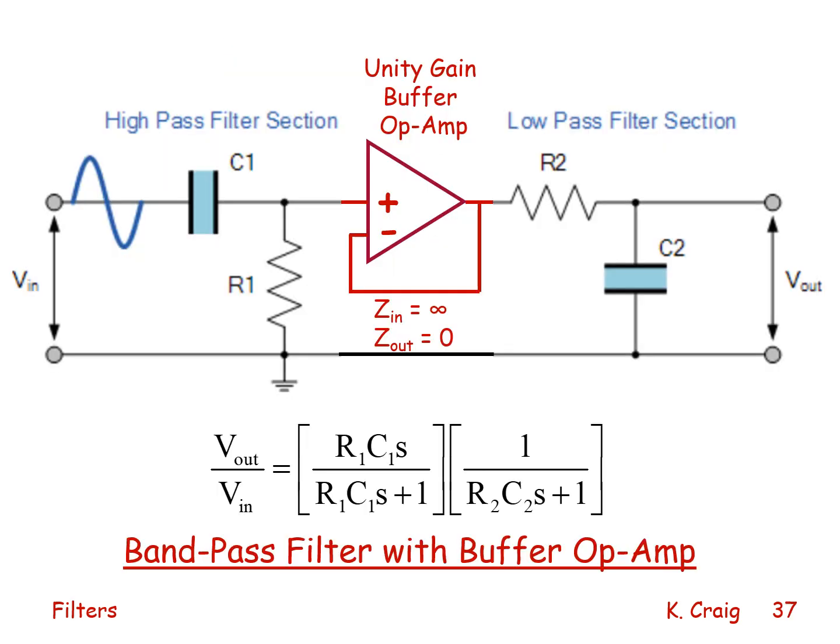If I now insert a buffer op amp, unity gain, between the high pass filter with this ideal transfer function and the low pass filter with this ideal transfer function, I know that because the low pass filter will not load the high pass filter, because of the unity gain buffer op amp, the output input relationship between V out and V in will be given exactly by this relationship. Again, because there's no loading because of the buffer op amp.